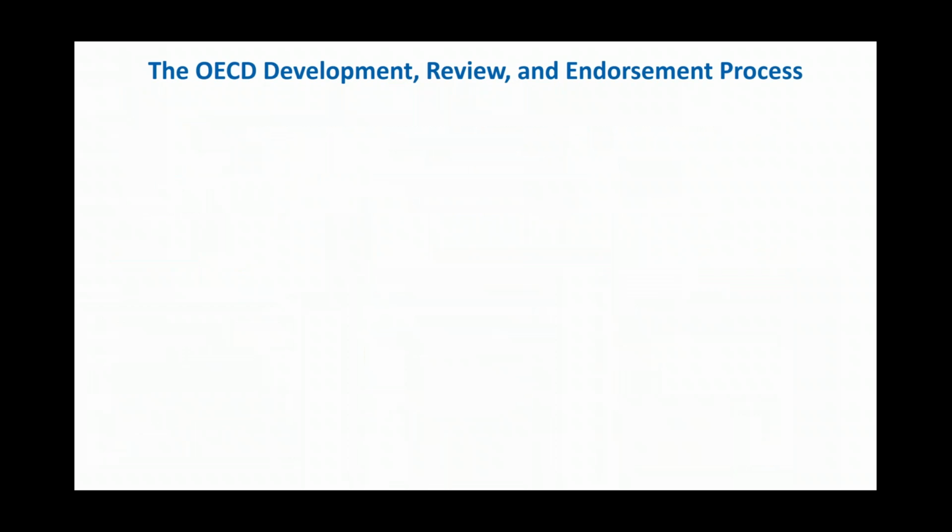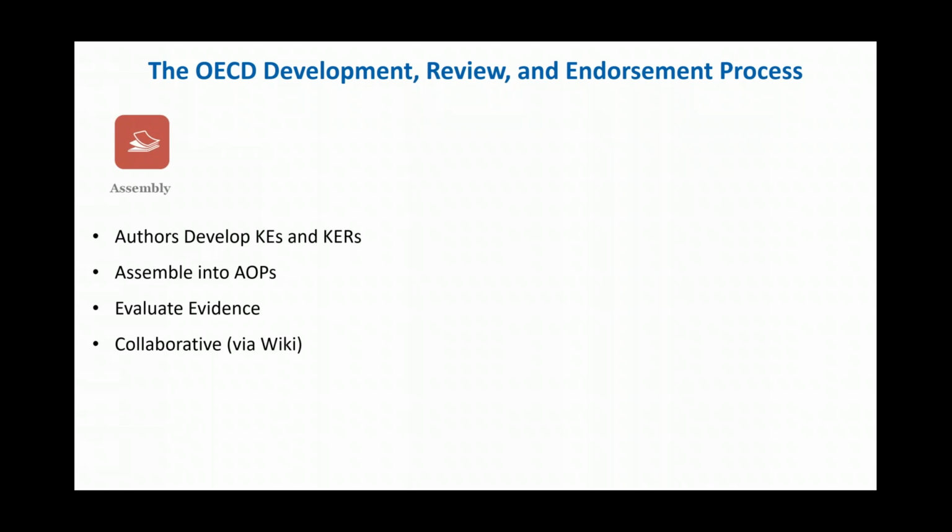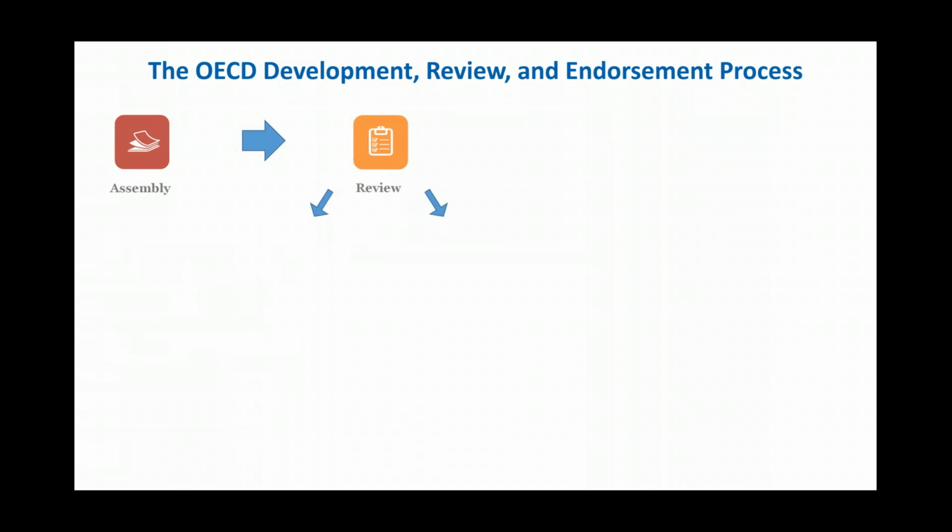Now, I want to describe for you a little bit this endorsement process. We already talked at length about how AOPs are developed. So you make your modular key events and key event relationships, and then you assemble them into AOPs, and then within that process you evaluate all of the evidence, and all of this is done collaboratively over the wiki. But what we haven't really talked about much yet is this review process. The review process is a two-step process. There's first an internal review, and this is a compliance check, and this is done by an AOP expert in the OECD, and this is just done before you go through the lengthy external review process, just to make sure that your AOP structurally follows all of the rules that Carol and I had described earlier.